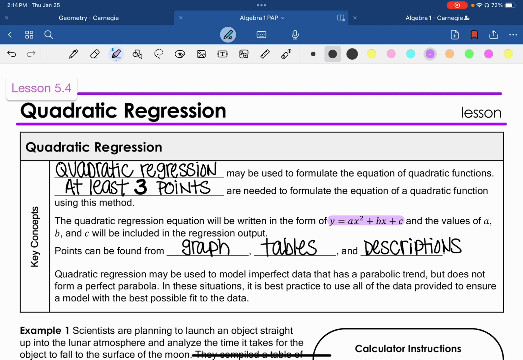Quadratic regression may be used to model imperfect data that has a parabolic trend, but does not form a perfect parabola. In these situations, it is best practice to use all of the data provided to ensure a model with the best possible fit to the data.